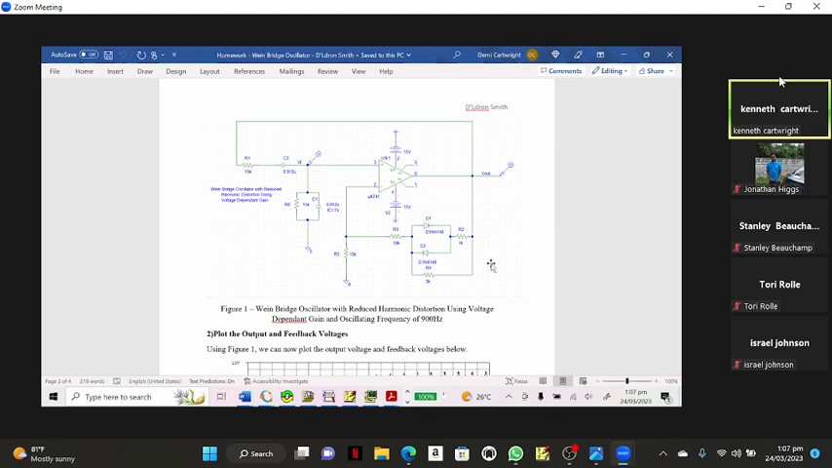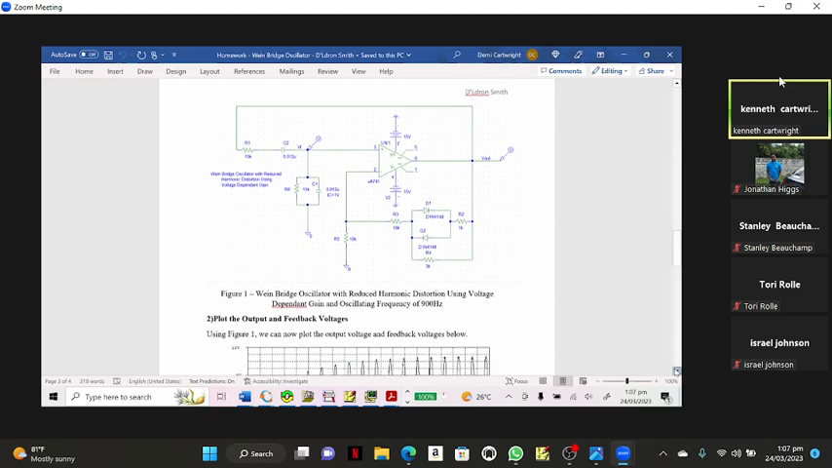So oscillation will begin. Now, when it begins, the gain is more than we need, so the output will try to go and be saturated as the gain increases. Let me show you down here.